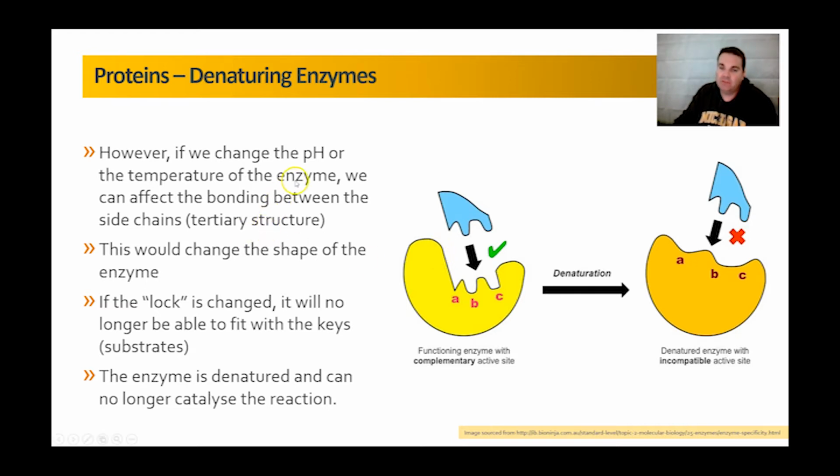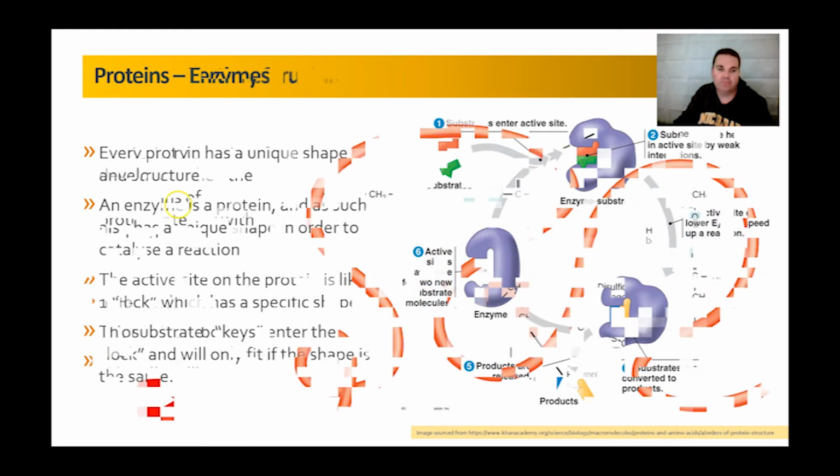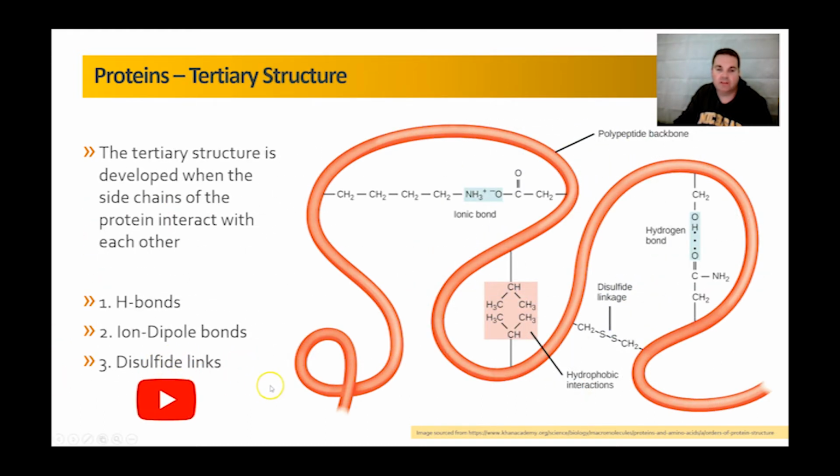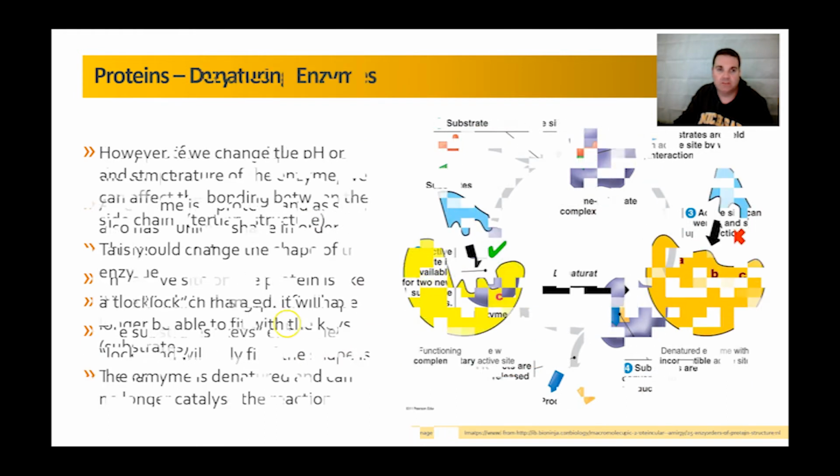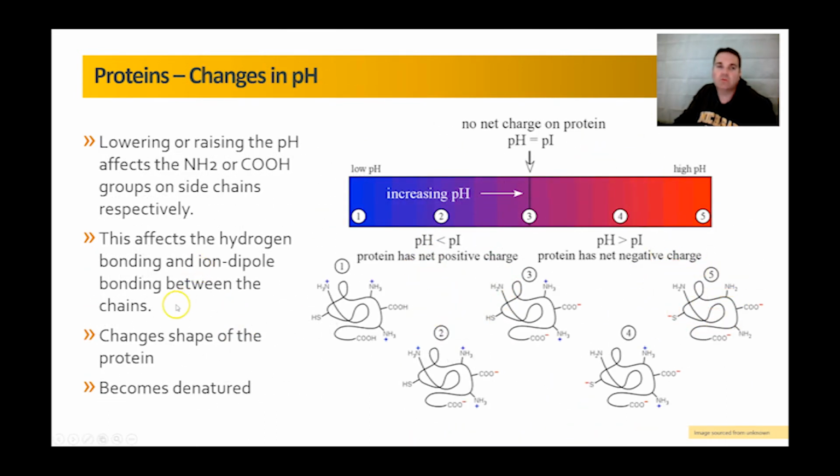All right, and the way it changes its shape is if we change the pH or the temperature. Okay, now the pH and the temperature have an impact upon those three types of bonds: the hydrogen bonds, the ion dipole, and the third one was the hydrogen bonding. So ion dipole, hydrogen bonding, and let me go back to it. Sorry, and the disulfide links as well, because we're putting energy in. So let me show you what we're looking at here.